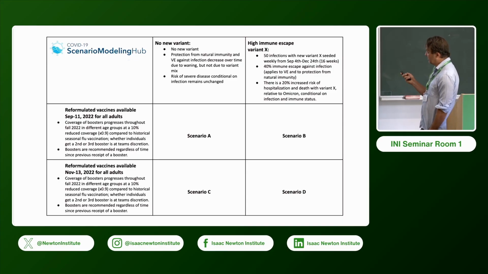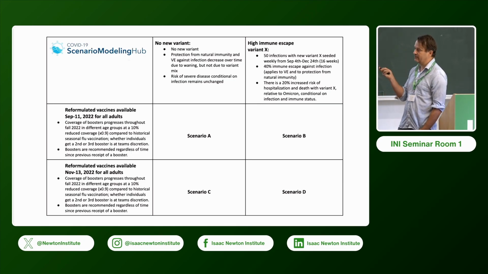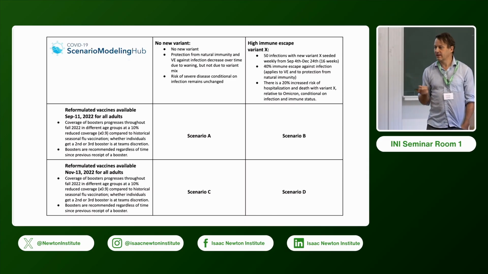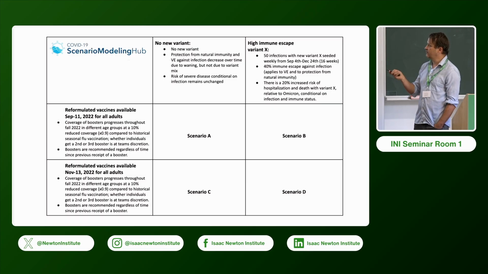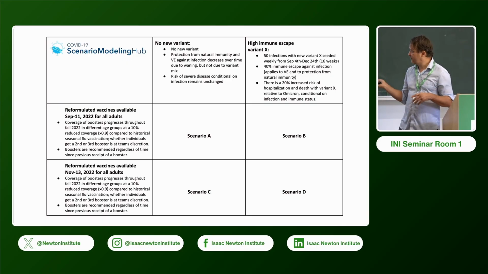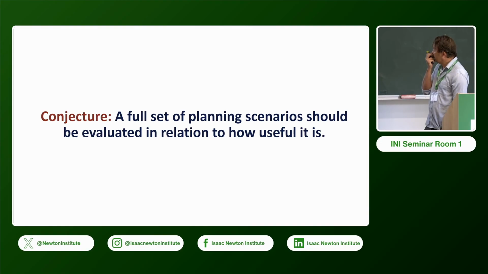And this is just an example of the type of grid of scenarios we would give for the Scenario Modeling Hub, where we have some things that represent future unknowns about variance and some things that represent a decision. In this case, when do we make reformulated vaccines available? And this is actually a decision that was being made, and what we really want to evaluate to some extent is how all of these different scenarios helped inform that decision, and whether or not that was actually a net positive or something that improved the world.